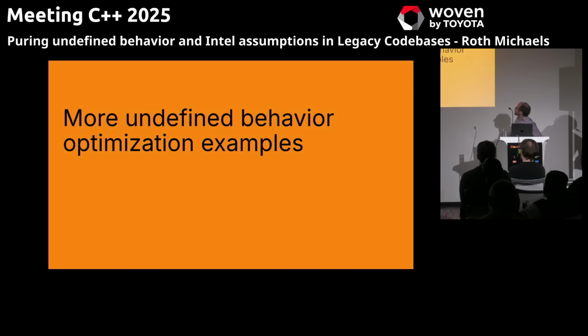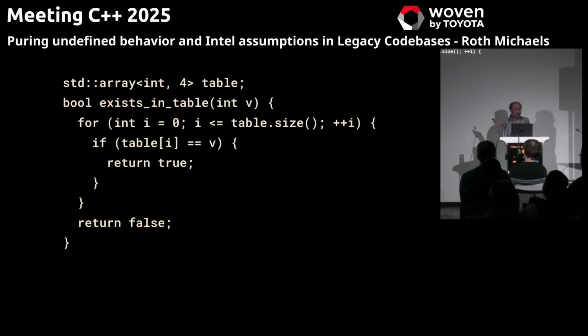So let's look at a couple other examples about how undefined behavior can cause strange stuff to happen when you optimize code because of the assumptions compilers make about, oh, this will never be true. So imagine this case where we have some table that stores 4 integers, and we have a function that's going to take some input and let you know whether this value exists in the table.